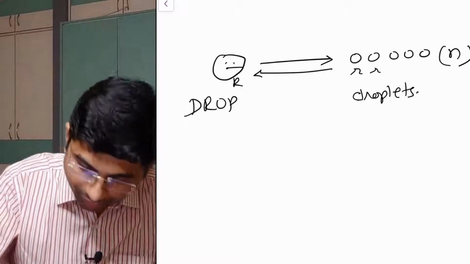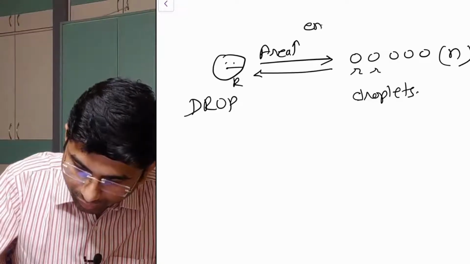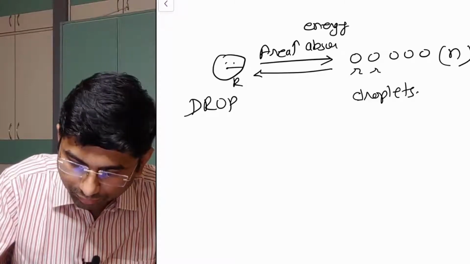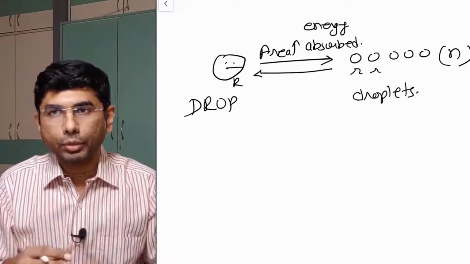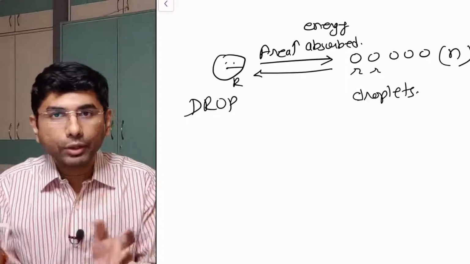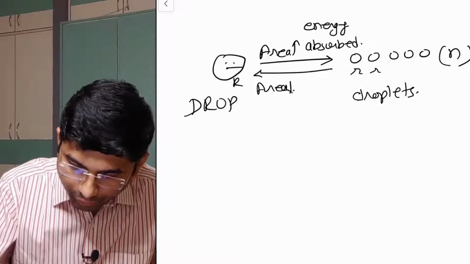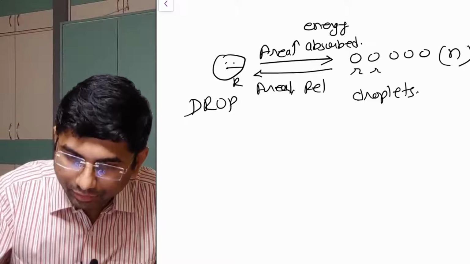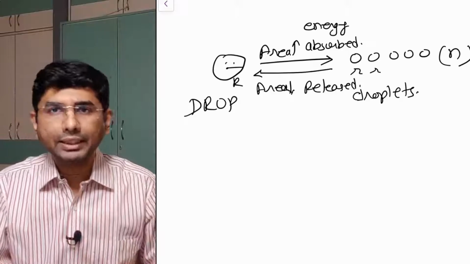Now what will be happening here? Area will increase and energy will be absorbed. And whenever I am combining many droplets into a drop, what is happening? The area is getting reduced. Many molecules that are outside on the surface now get space inside, and because of that the area will reduce and energy will be released in this case. Now in both cases the area is changing.